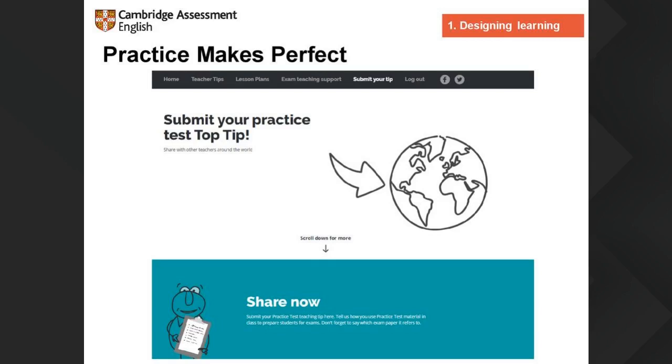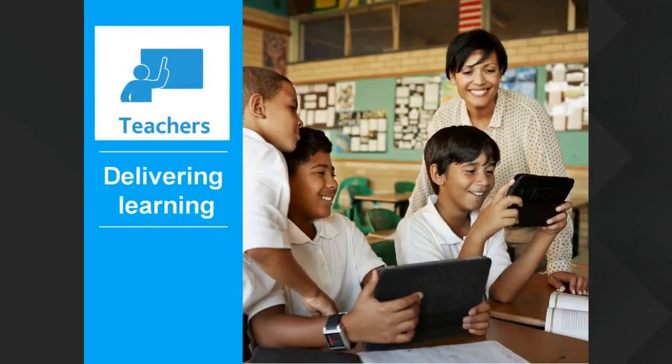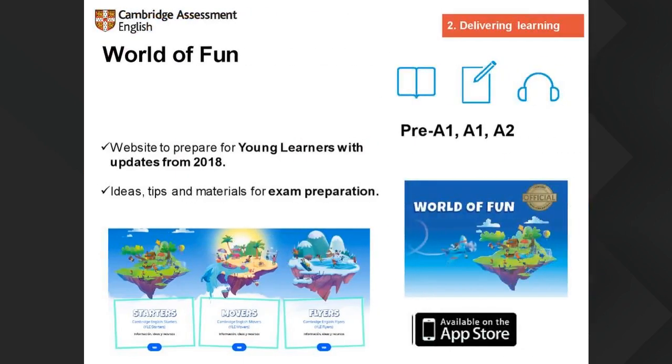Okay, excellent. Right, so moving on, we've done a bit of designing learning. Let's look at delivering some learning. So somebody was just asking about things for young learners. We'll start off with World of Fun. So this is a website that's been around for a while. It's again in collaboration with Cambridge University Press and has loads of stuff for pre-A1, A1 and A2. The vast majority of the stuff is geared towards and around starters, movers and flyers. But again, it doesn't matter if you're not preparing children for the exams, it will all be very relevant input. And at this level, as we know, the vast majority of stuff is vocab and simple grammar input. So please use it. There's a lot of material available on there, such as, Victoria?